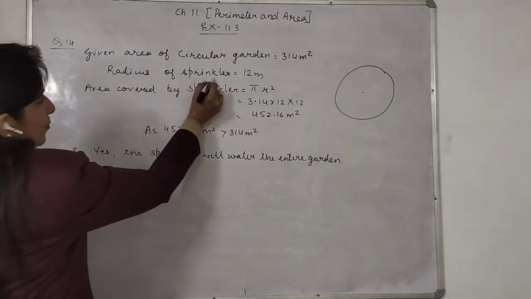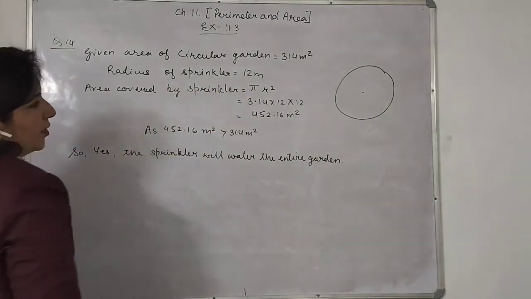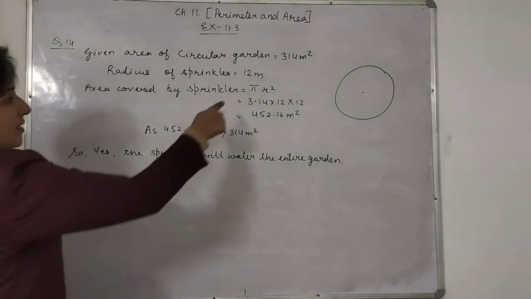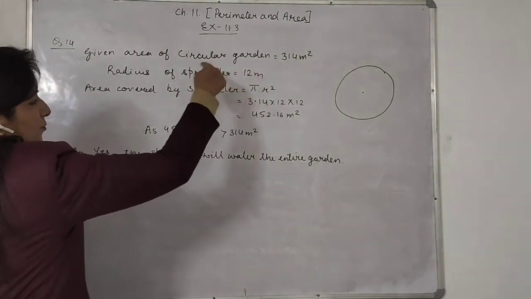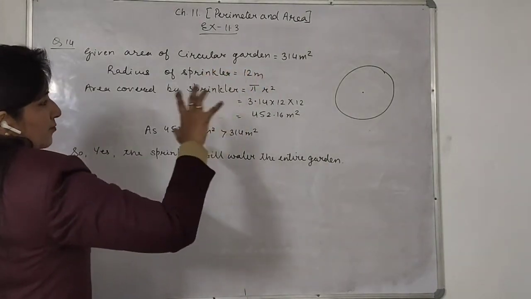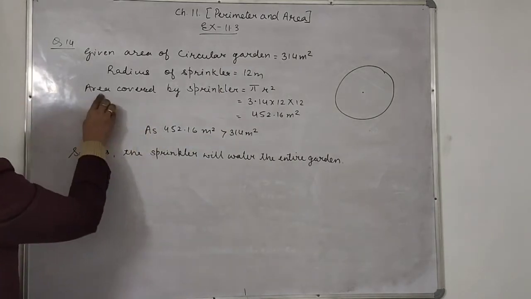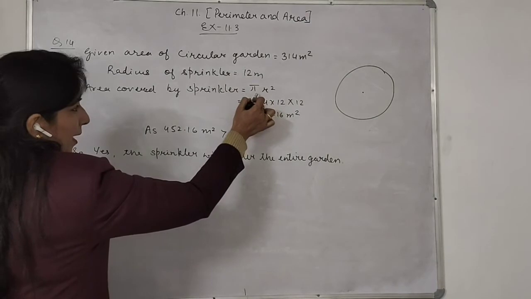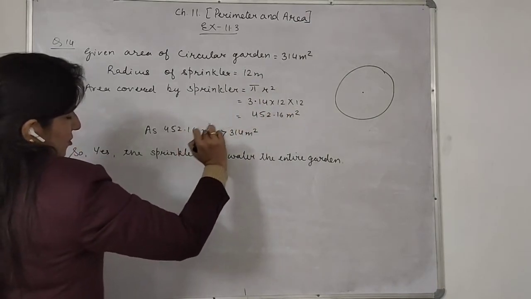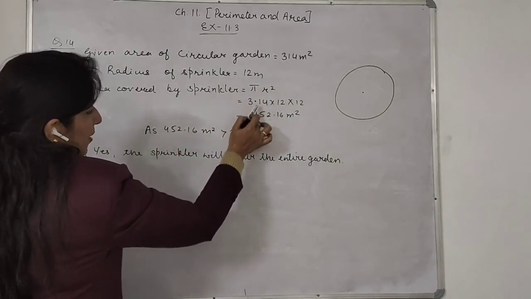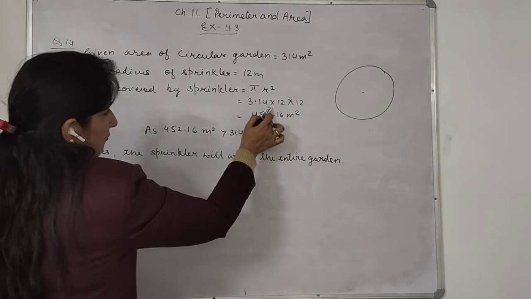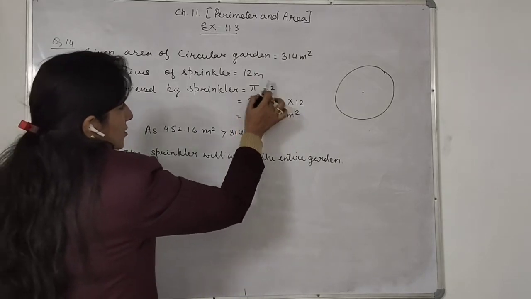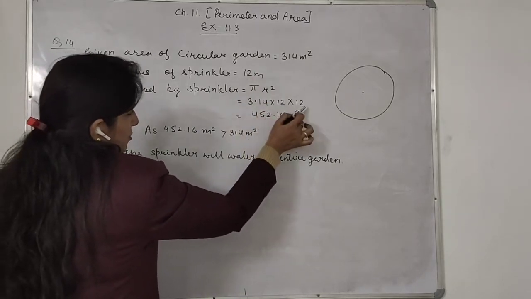So the radius of the sprinkler is provided to us, that is 12 meters. It means in this radius, the sprinkler is sprinkling the water. So the area covered by the sprinkler is pi r square, with which we can calculate. We put the value of pi as 3.14, and then r square, radius 12 meters, so 12 into 12.